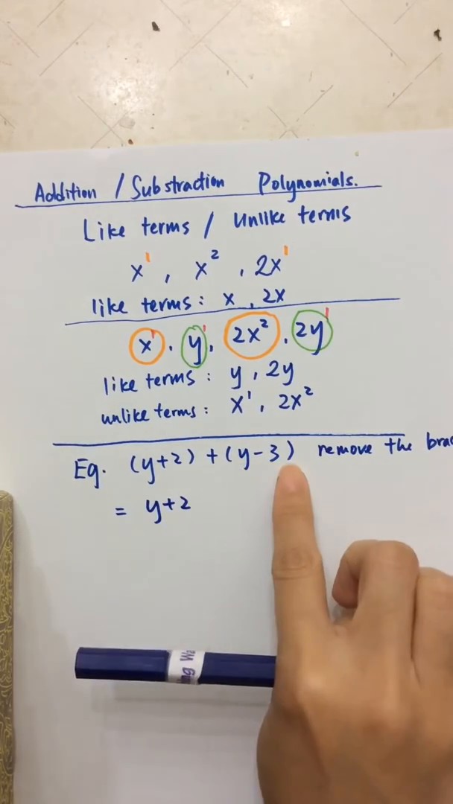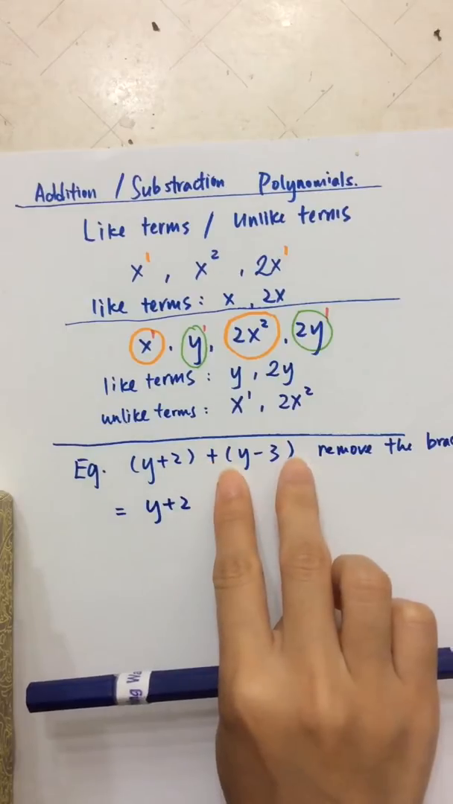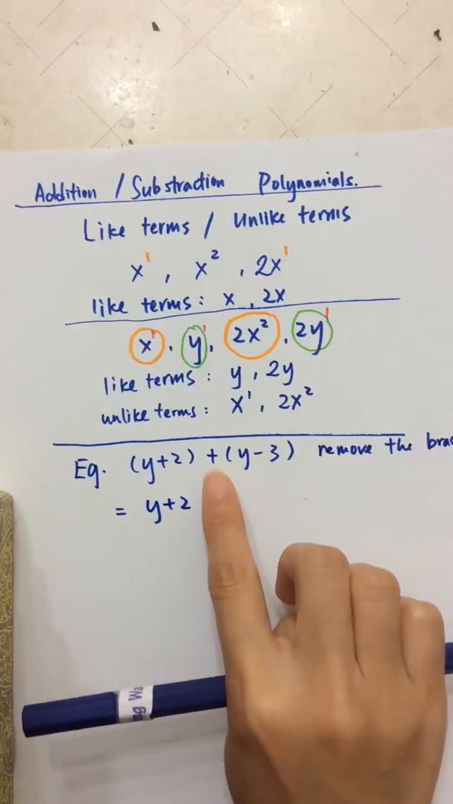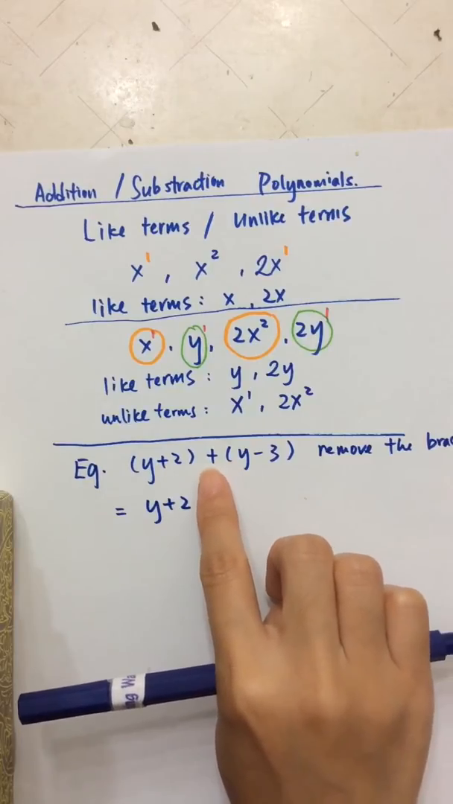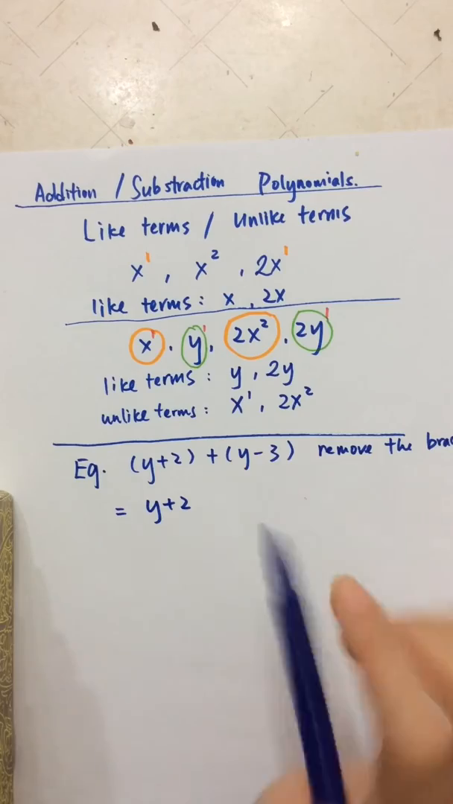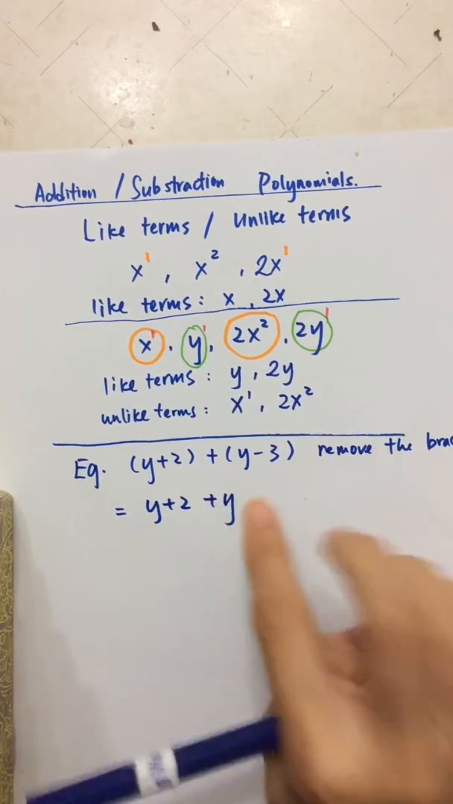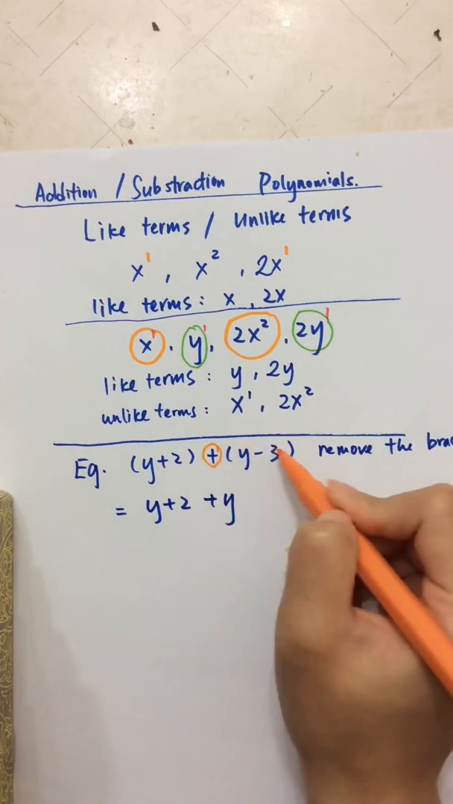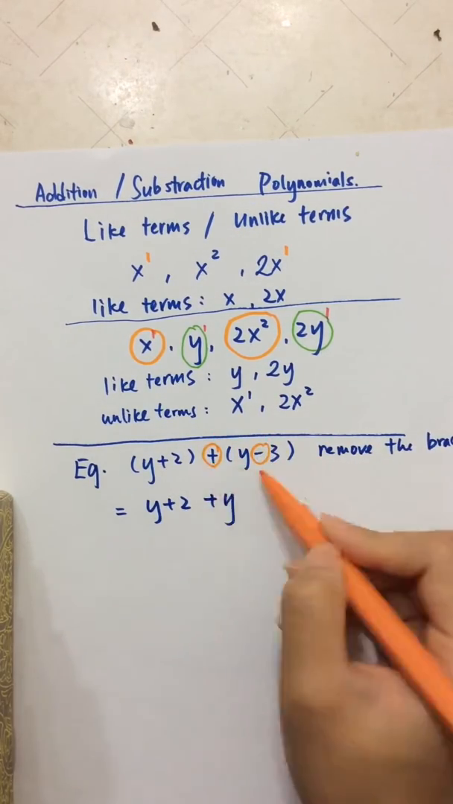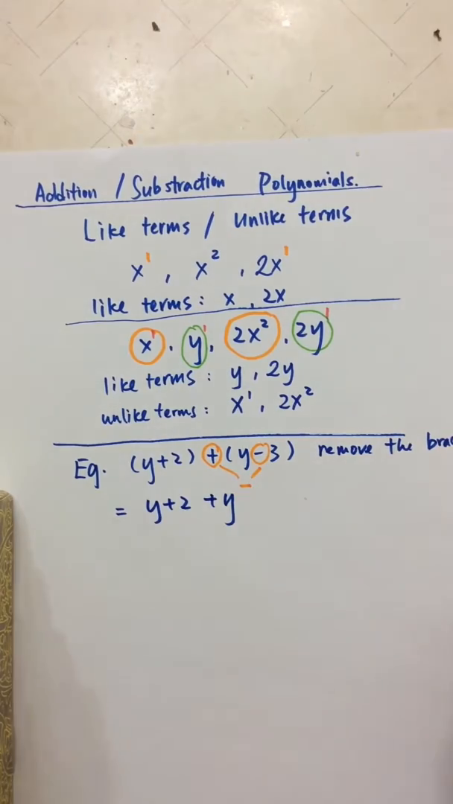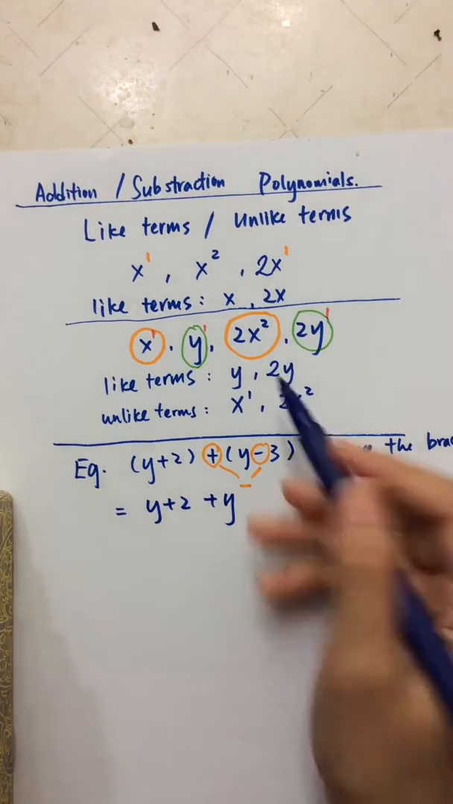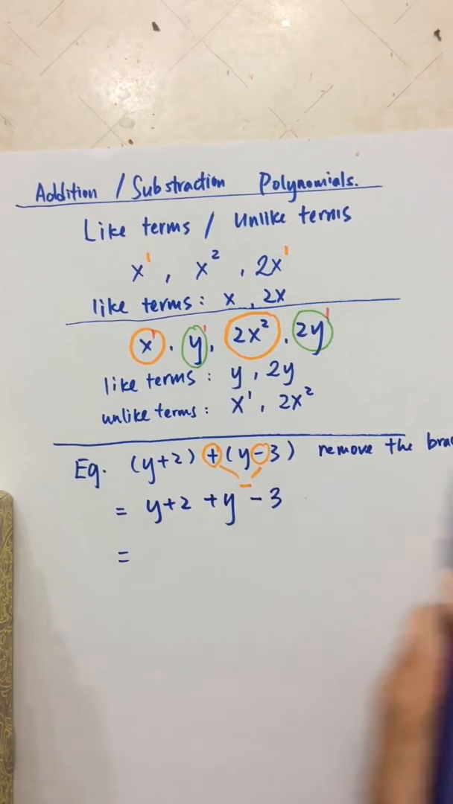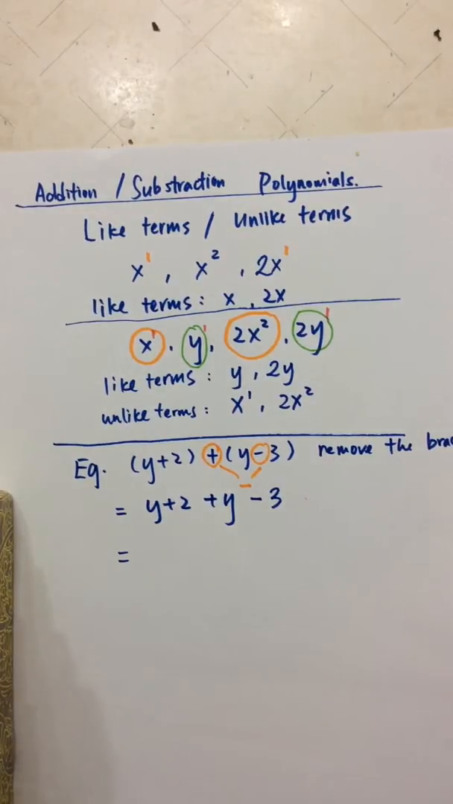And then for another one, you will see another bracket here. At the back, we need to remove the bracket. We must be very careful about this. This is plus y, and then just copy it here. And then for this one, because there is plus here, and this is minus, plus and minus becomes minus. So we put minus here. And then minus 3.